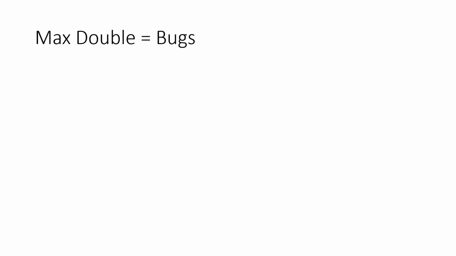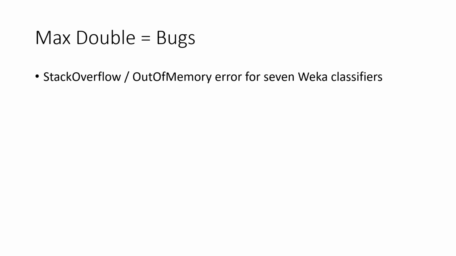When we ran these tests, the most important aspect we found was that very, very large values close to max double are well suited to uncover bugs. For example, we found StackOverflow or out-of-memory errors, depending on how the Java virtual machine was configured, for 7 Weka classifiers because a split in the decision trees was badly implemented and just led to an infinite recursion.